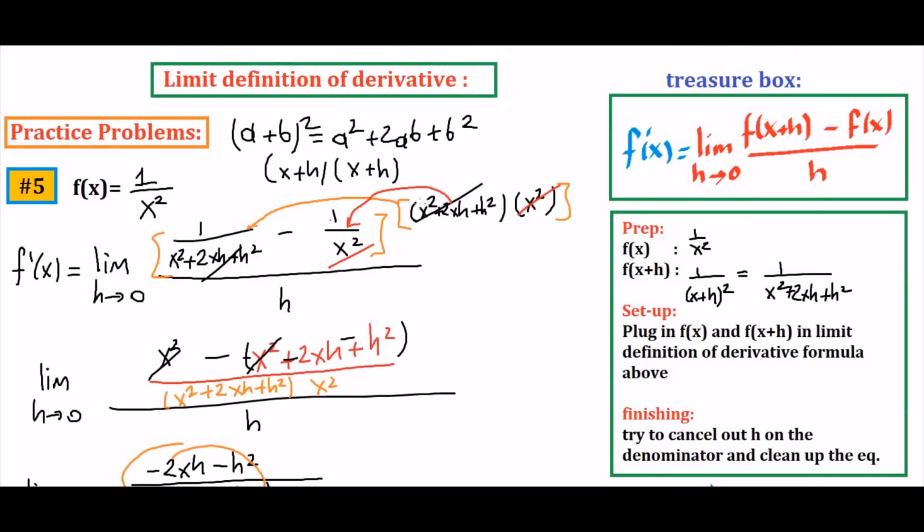In this video, we tried to study the limit definition of derivative, and I have checked some main examples.